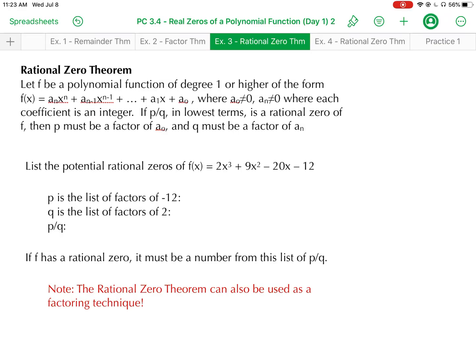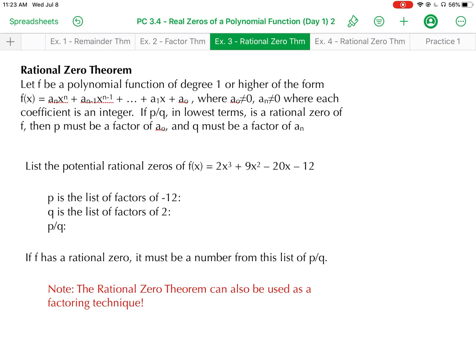All right, so in our last video, we were looking at the remainder and factor theorems. And now in this video, we're going to be using those two theorems together, working with the rational zero theorem to help us find the real zeros of a polynomial function when it's in its expanded form, okay?